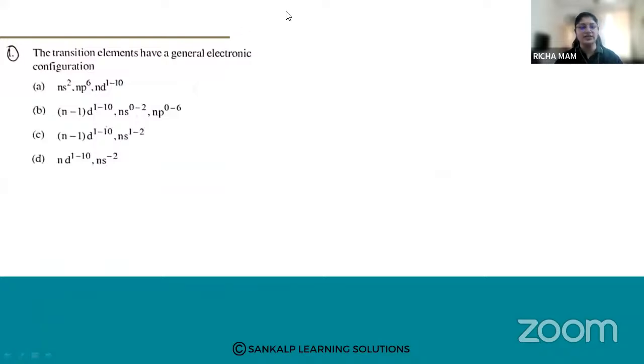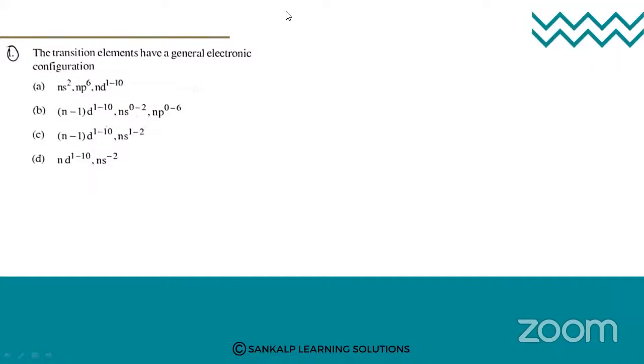The first question is: the transition elements have a general electronic configuration of. Transition elements are your D block elements. So can you tell me what is the general electronic configuration? Go through the four options A, B, C, and D, and you can give the answers. You can use the chat box for answering.